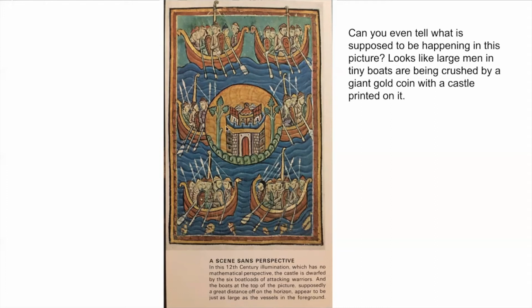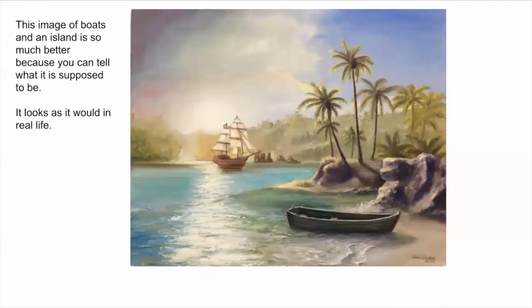And even the castle here with the trees that are on the island, they look very flat. And so this is a problem for perspective. If we were going to paint a picture of a boat approaching an island, it would probably look more like this. This is how we think of how to paint something like that.